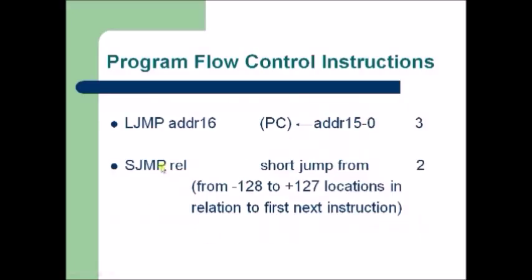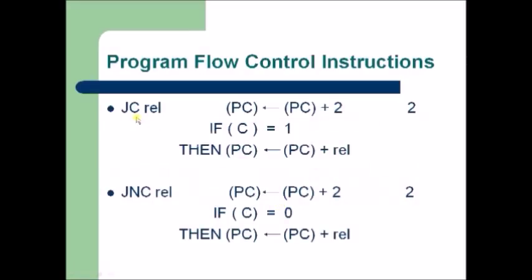Now LJMP, long jump, which is again an unconditional jump, specifies a 16-bit address, and that address gets copied into the program counter. Then SJMP, short jump, jumps to the specified relative address, but its range is from -128 to 127 locations. Now JC, jump if carry, to the relative address. If the carry flag becomes 1, then it jumps to the specified relative address, and that relative address gets copied to the program counter.